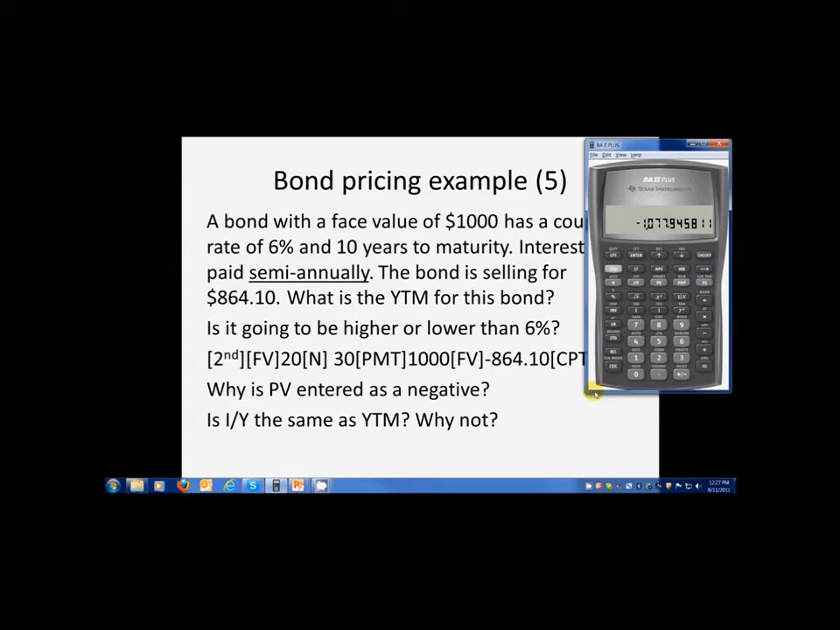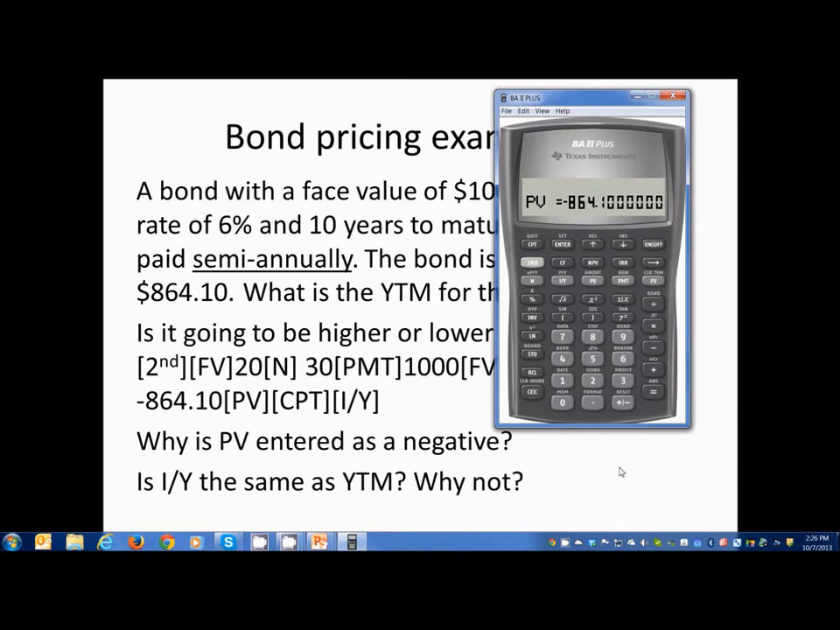Second, clear TVM. Hit clear again if you like. Then we're going to do 20 for N because there are 20 coupons. 30 for the payment. That's 60 per year divided by 2. The 1,000 for the future value stays the same. Now here's where things get a little different. $864.10 is the bond's price, but I have to put that in as a negative. Why is the present value negative? Well, it's a sign convention on the TI-BA2 Plus. The present value or price of a bond must always be the opposite sign of the coupon and face value.